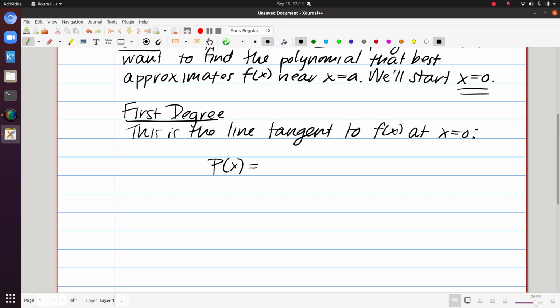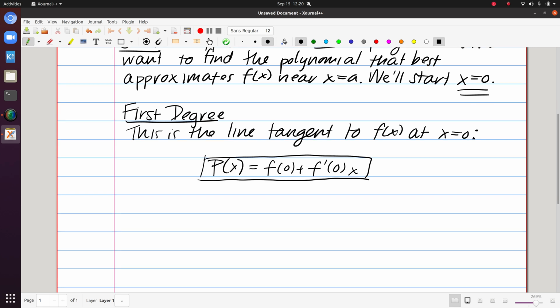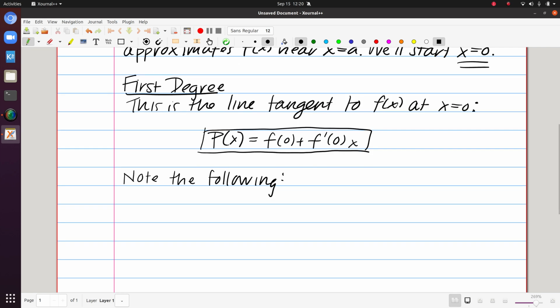If I want to represent that line in point slope form, I can do so by expressing it as f of 0 plus f prime of 0 times x minus 0, which is just x. So this, as we've developed before, is a first degree polynomial that approximates f of x near x equals 0. I'd like to point out some facts about this approximation that we're going to keep in mind, especially as we try to find higher degree polynomial approximations. So first of all, notice that p of 0 always equals f of 0. To verify that, plug in x equals 0 to the boxed expression, and you're going to get p of 0 equals f of 0.